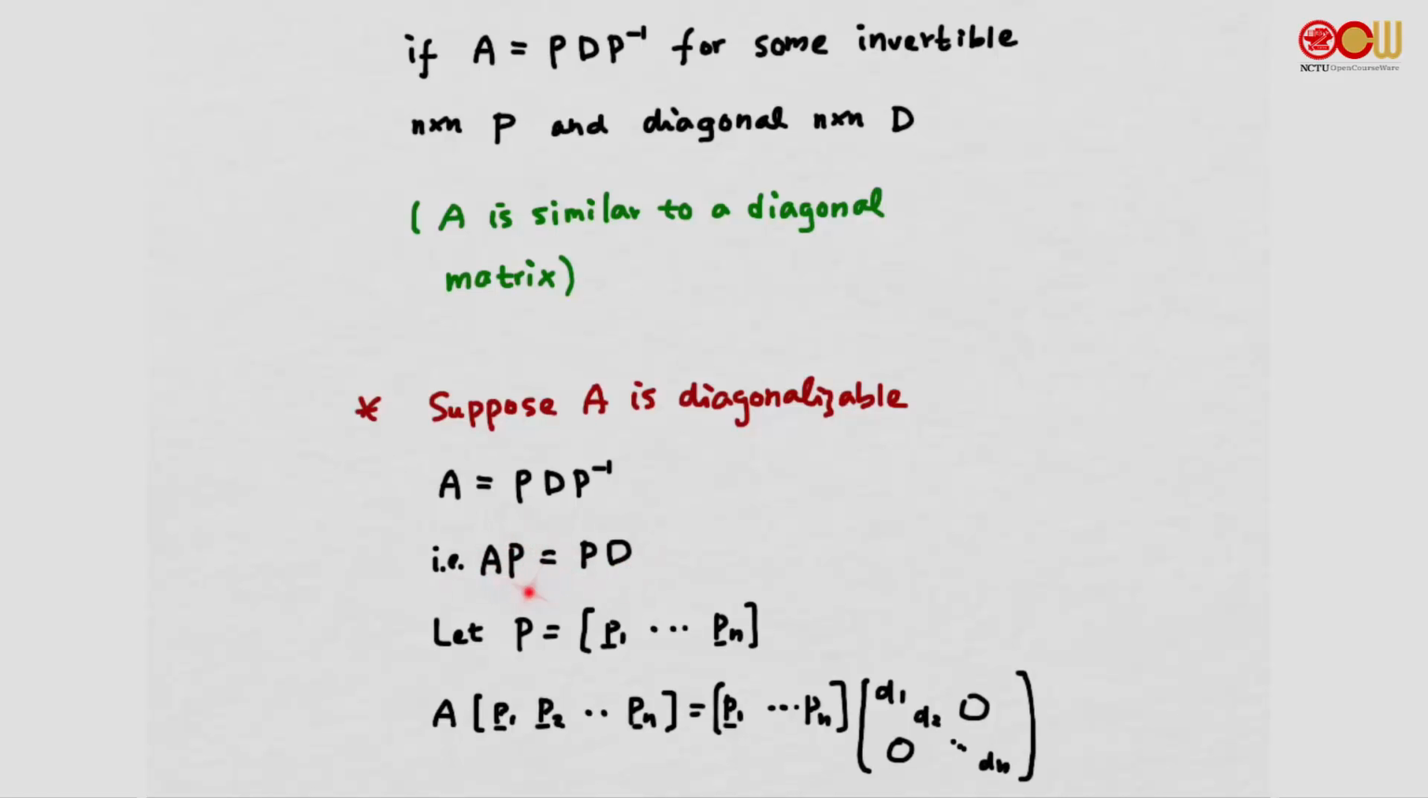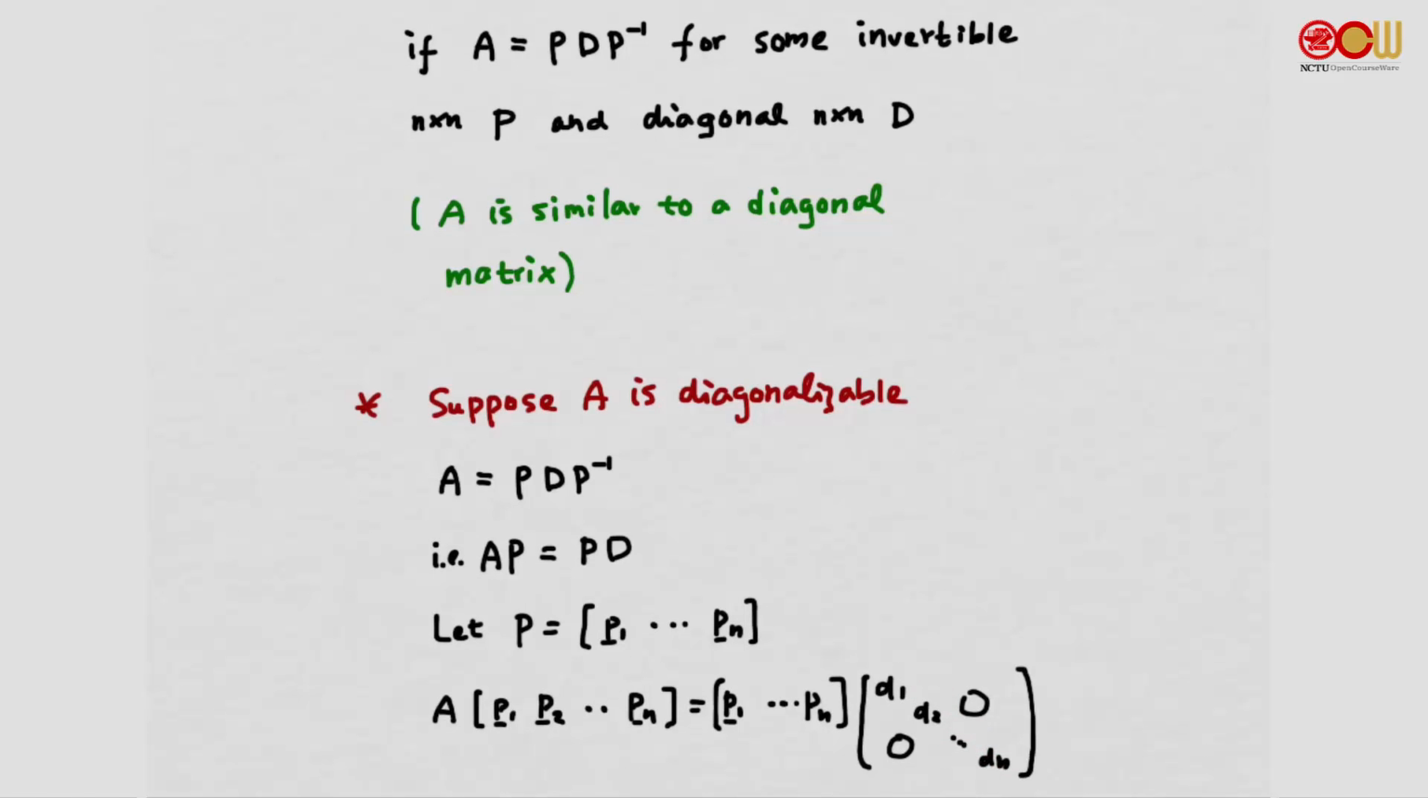Now let's write P in this form, P1 to Pn, and also PD. So we have P1 to Pn, and D is a diagonal matrix, so we put diagonal elements D1 to Dn. On the left hand side we have the product AP, and on the right hand side we have the product PD. So column by column, the left hand side is equal to the right hand side. And what does this imply?